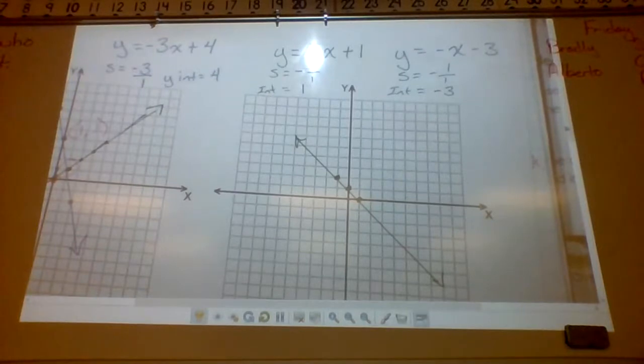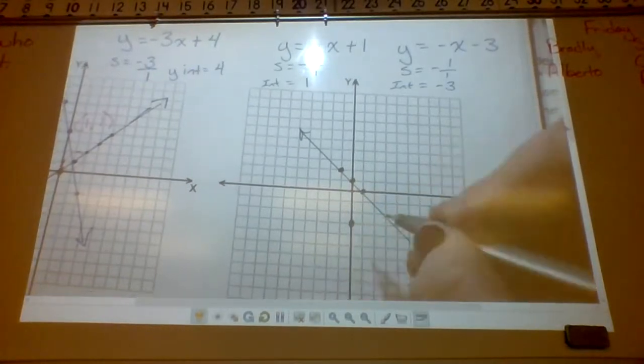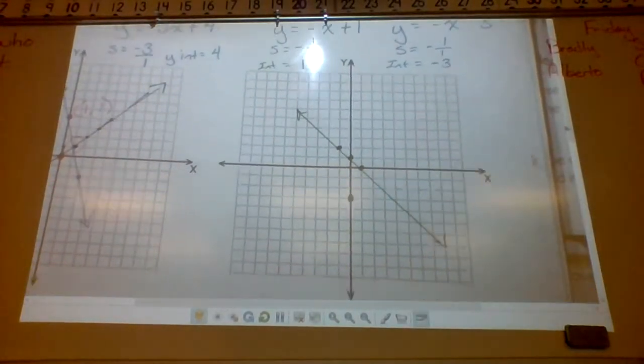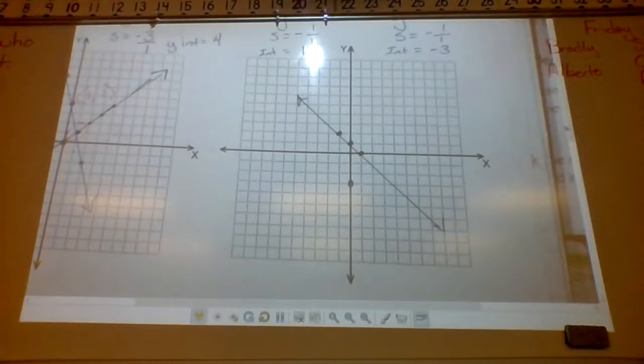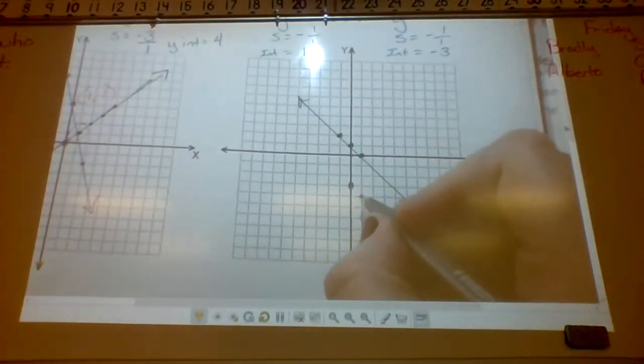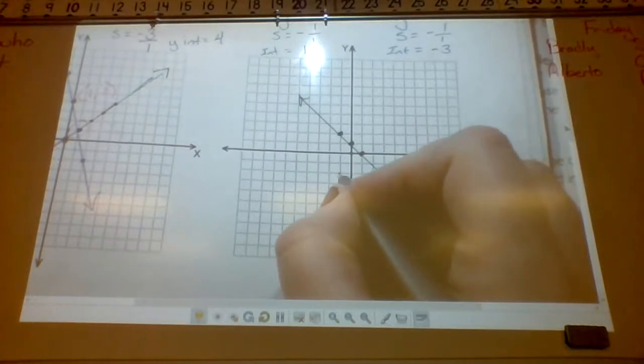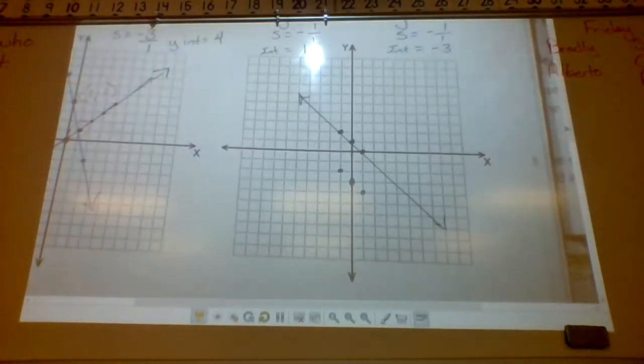So where do we start? 3 down from the origin. 1, 2, 3. From that point, where do we go? Down 1 and right 1, because negative goes down. What if I wanted to go up 1? Go up 1 and then left 1. Then play connect the dots.